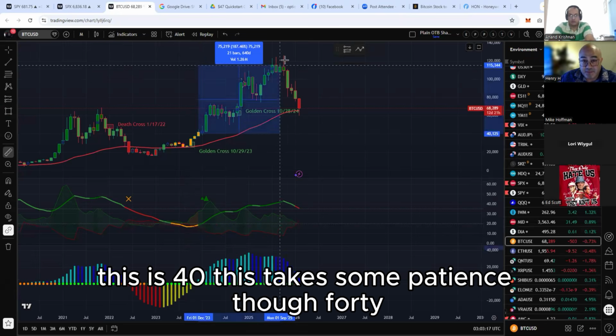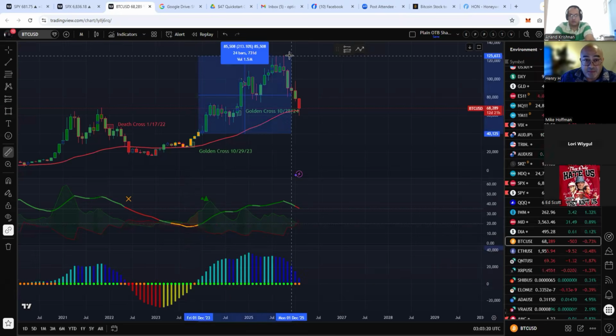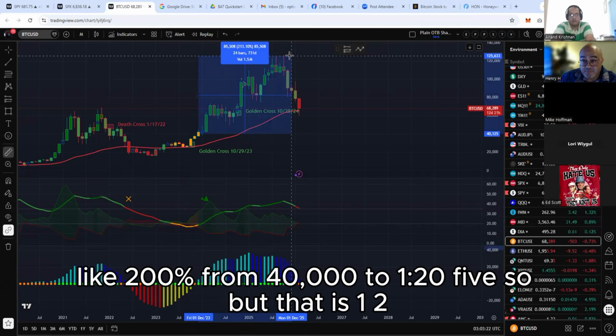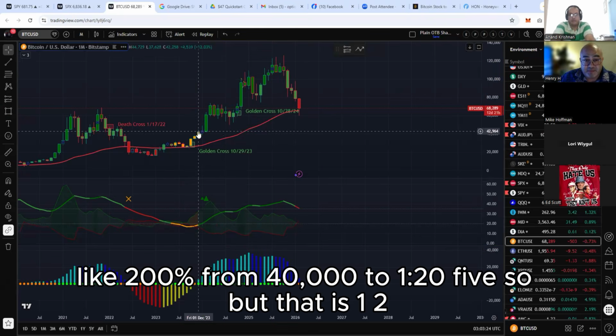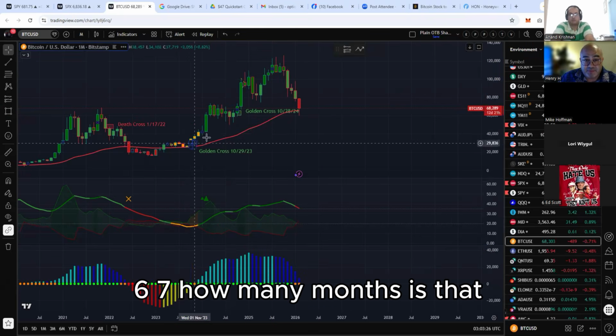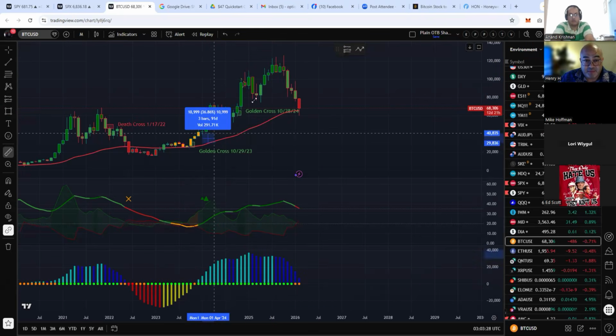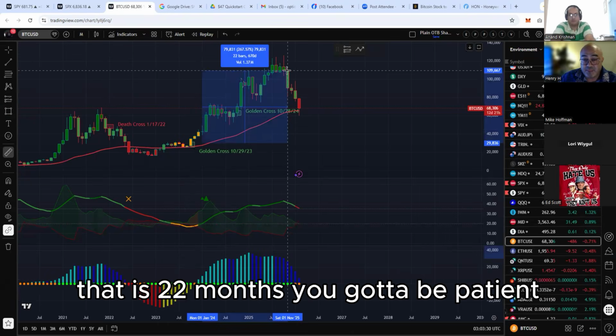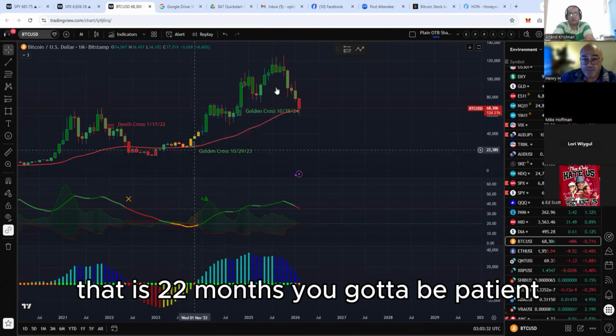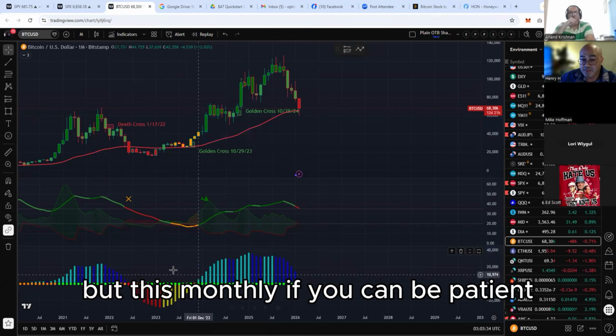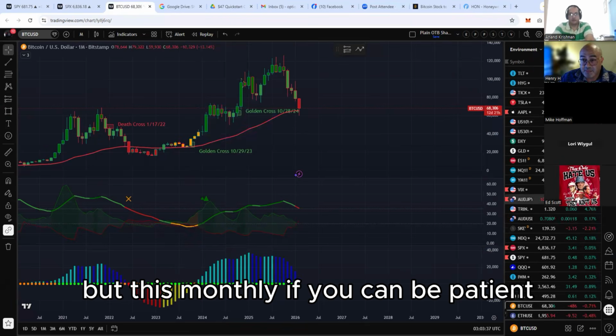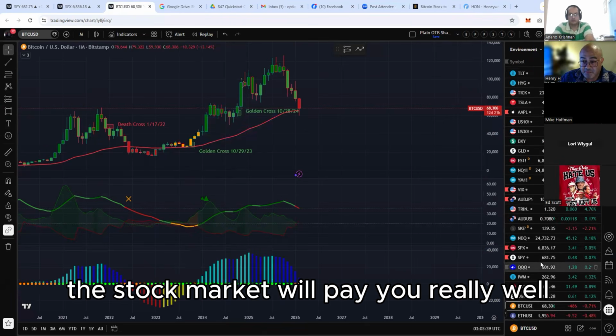This takes some patience though. 40, like 200% from 40,000 to 125. But that is 1, 2, 3, 4, 5, 6, 7. How many months is that? That is 22 months. You got to be patient. But this monthly, if you can be patient, the stock market will pay you really well.